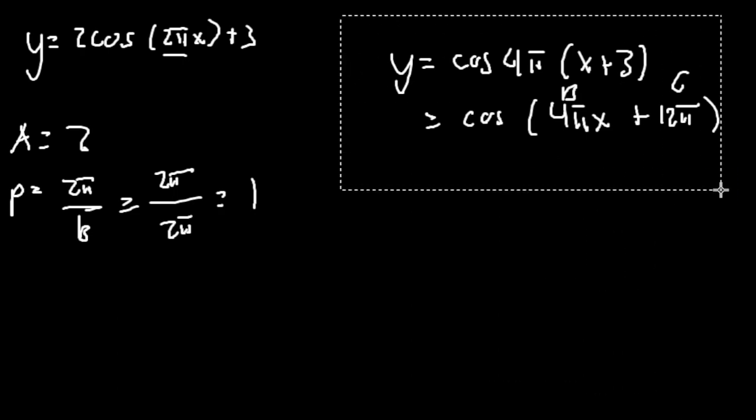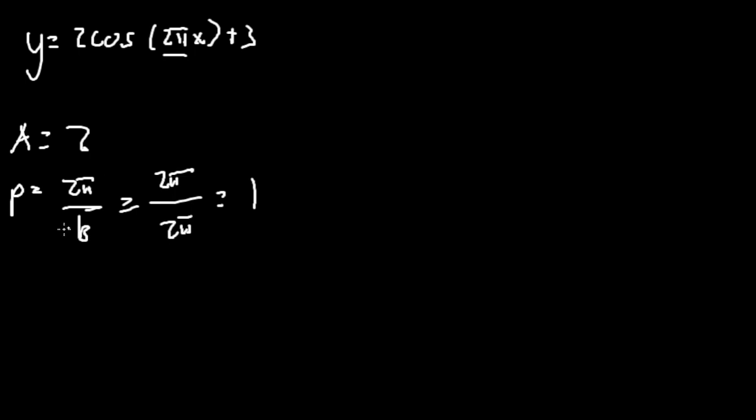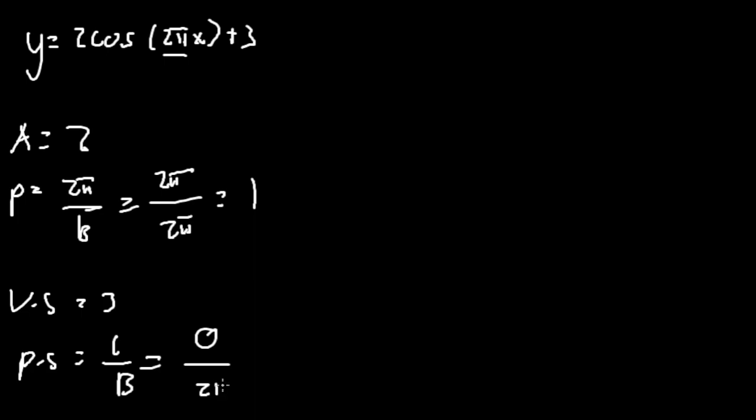Anyways, balik tayo sa ating function. Since ang ating period, ito yung b natin, 2 pi divided by 2 pi will be 1. So, ang vertical shift natin, nasa labas ng parenthesis, is equal to 3. And lastly, ang ating phase shift, denoted as c over b. Walang variable to the right ng x, so we assume that is 0 over b. Ang b natin is 2 pi, so 0 divided by 2 pi will just be 0.